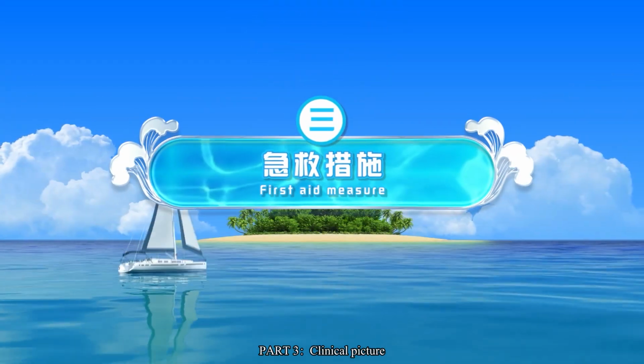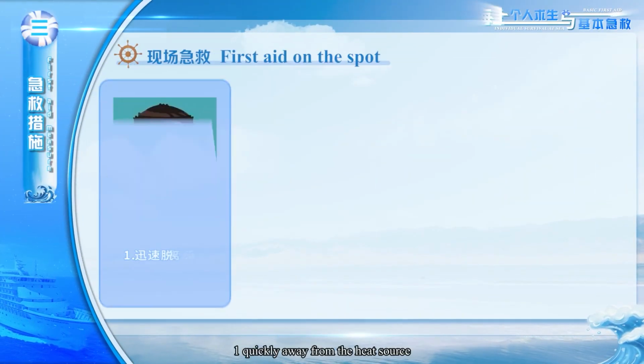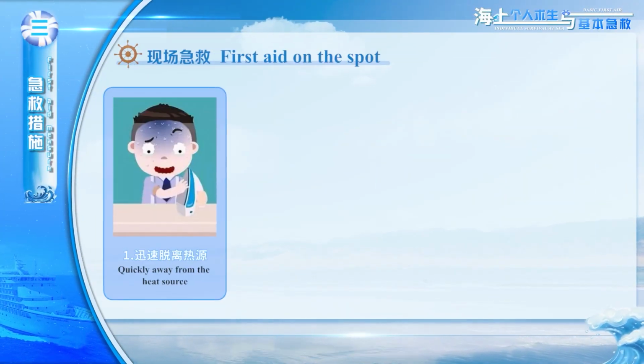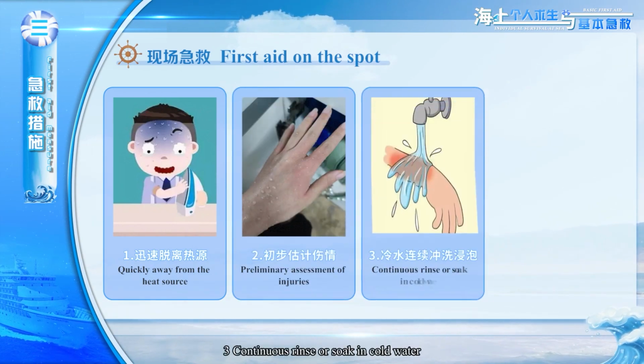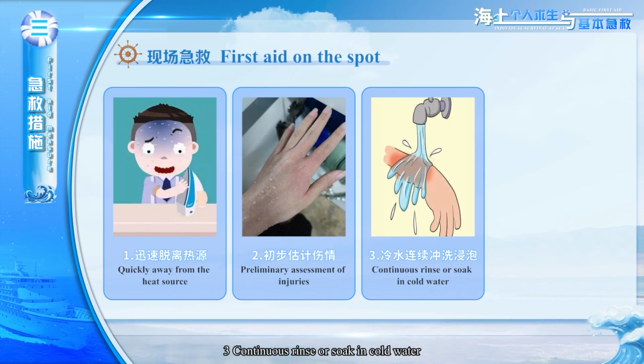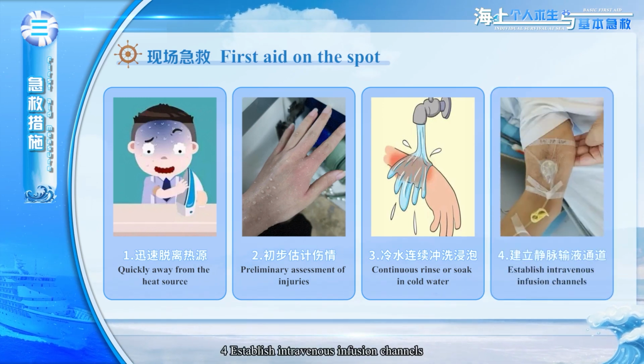Part 3. First aid measures. First aid on the spot. 1. Quickly get away from the heat source. 2. Preliminary assessment of injuries. 3. Continuously rinse or soak in cold water. 4. Establish intravenous infusion channels.